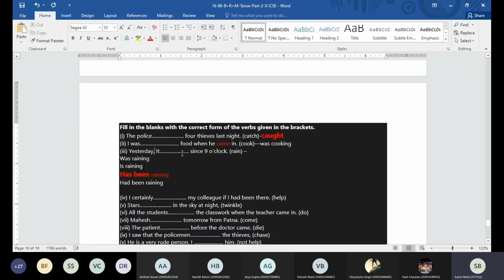suppose you get a sentence like yesterday, it dash since 9 o'clock, then can I say has been raining? Can I say yesterday it has been raining since 9 o'clock? Will that be right? No. Okay, then it is going to be wrong. Then I have to say yesterday it had been raining since 9 o'clock. Now I don't have yesterday there. I don't have the adverb of time of the past. Therefore, I'm going to take it into present time.